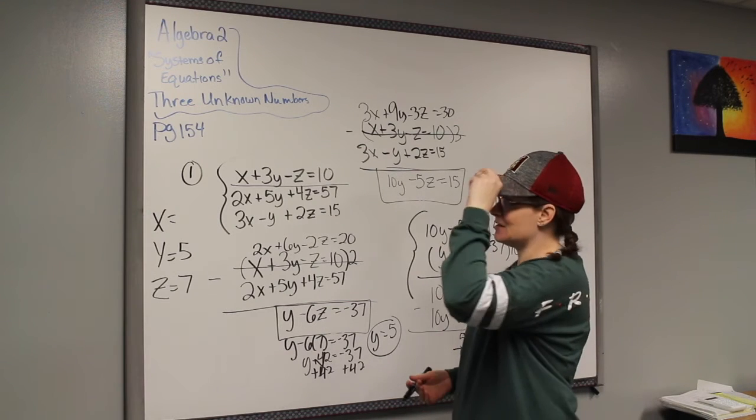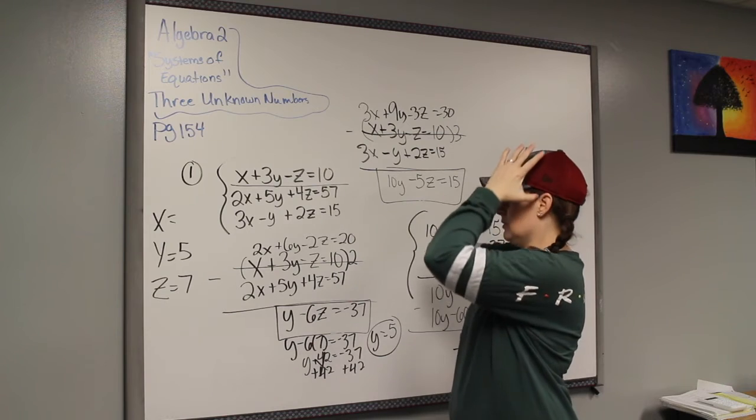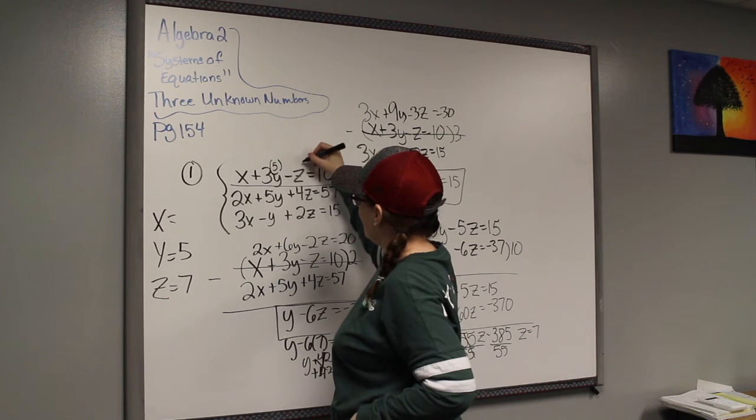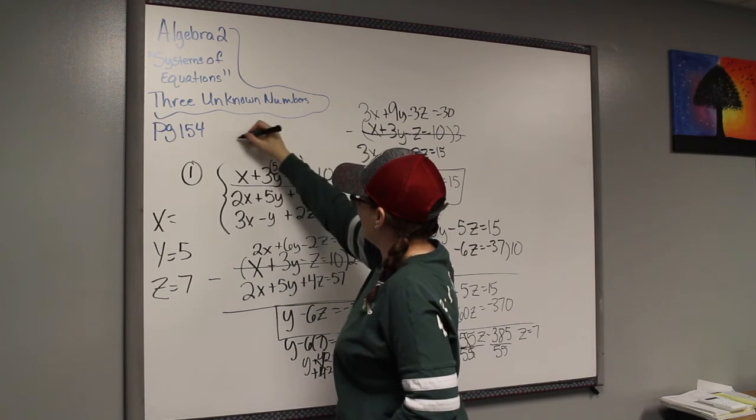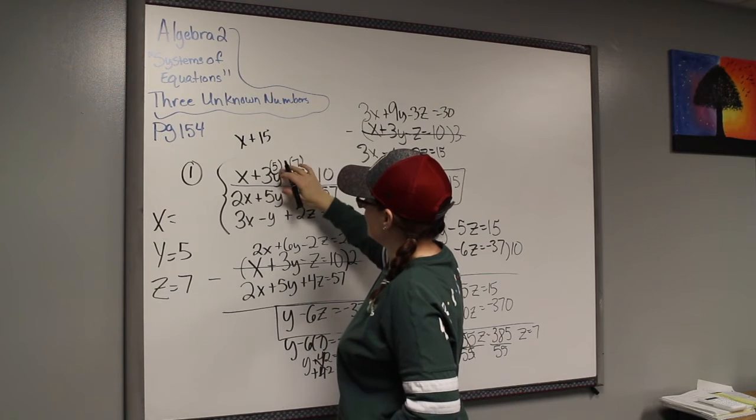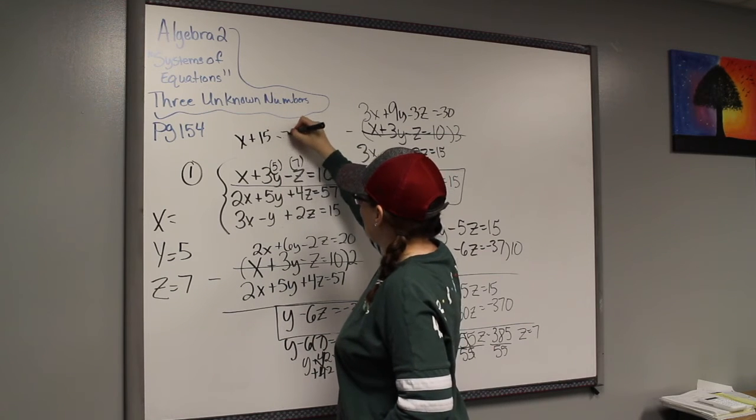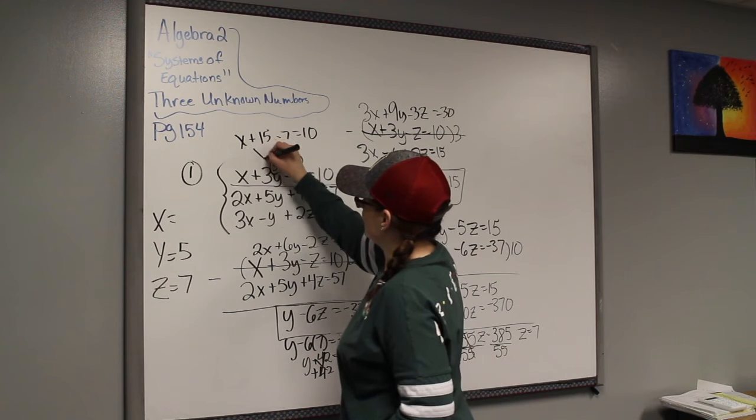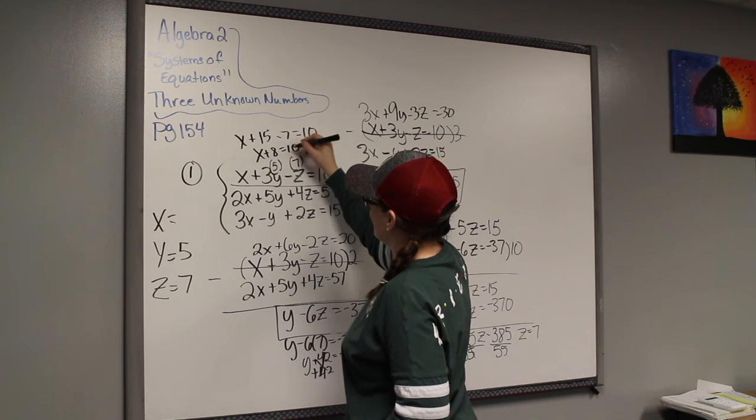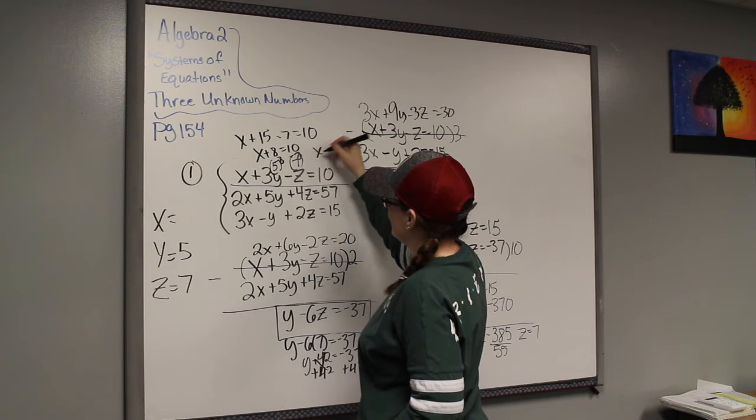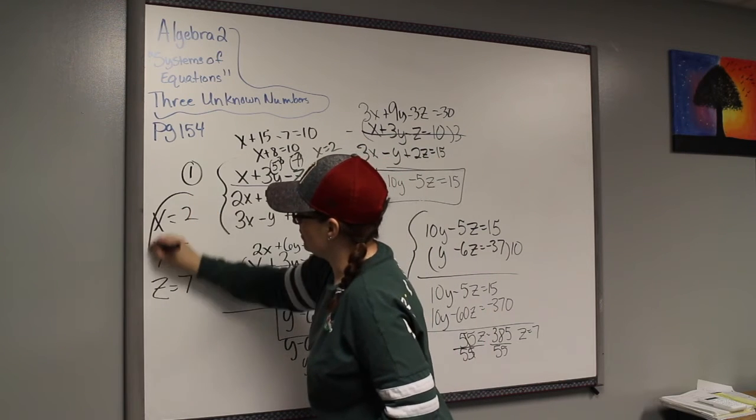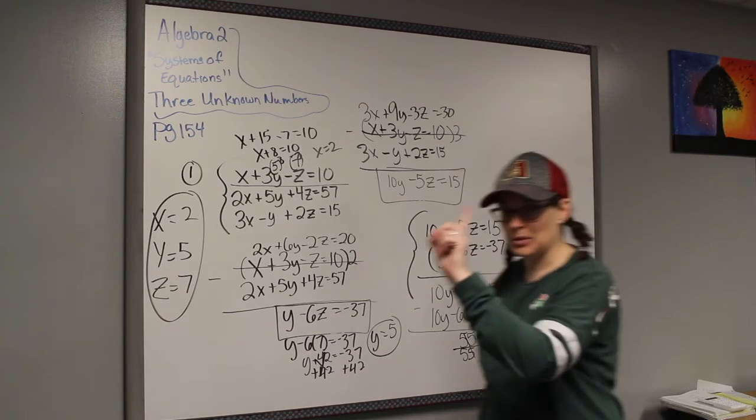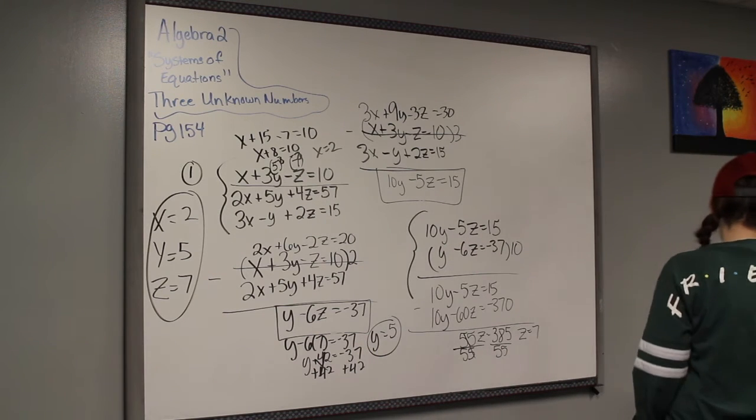This is problem number 1, so this is the easiest one on the page. So Lord help us. On y, it's 5 and z is 7. So I would get x plus 15, because 3 times 5 is 15, minus 7 equals 10. Alright, 15 minus 7 is 8, so that's really x plus 8 equals 10. I move my 8 over, and 10 minus 8 is 2, so x equals 2. There's my 3 answers of my 3 unknown numbers. Problem number 1. So sorry about that, guys.